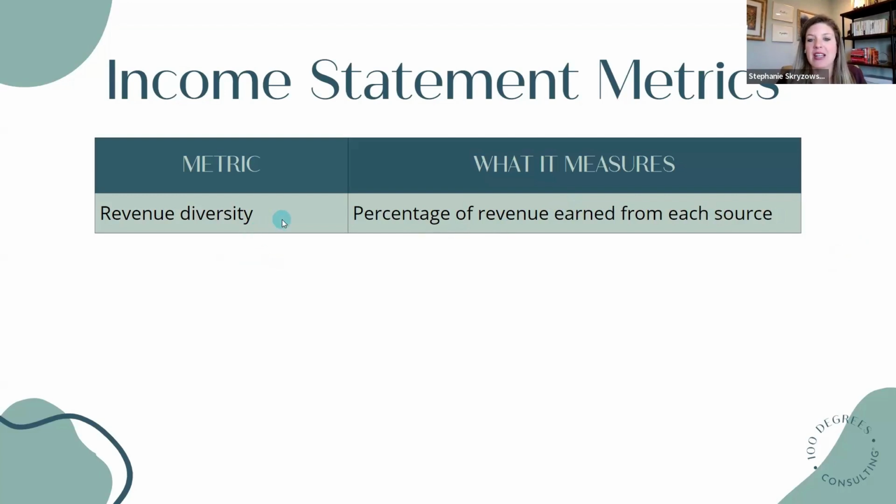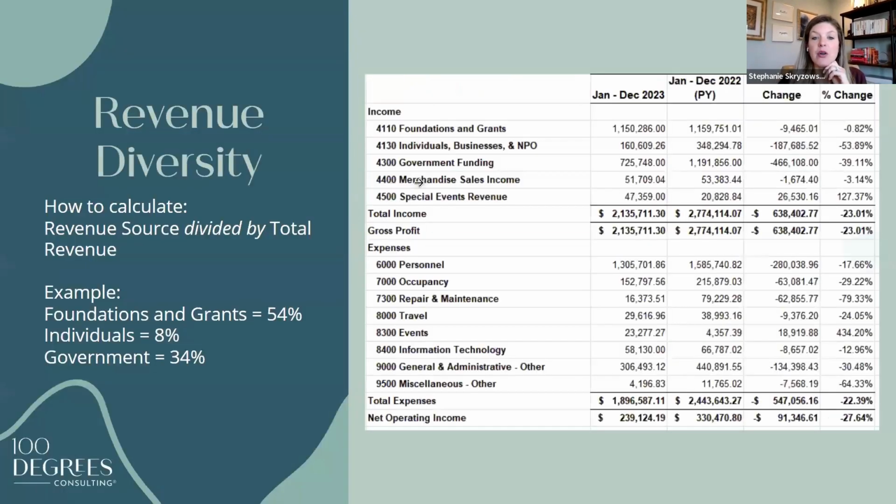Okay, so the first one is your revenue diversity. And this is measuring the percentage of revenue coming from each source. So we're going to be using the income statement for this. And so how we're calculating, we're just taking each revenue source divided by the total, right? So in this case, foundations and grants, 1.1 million divided by total income of 2.1 million, it's about 54%.